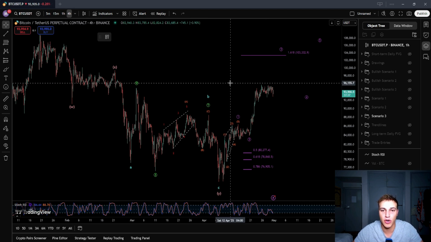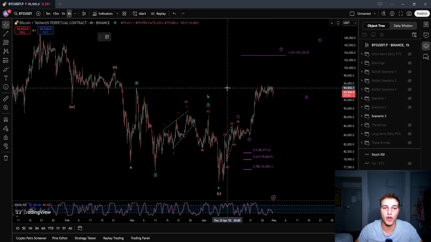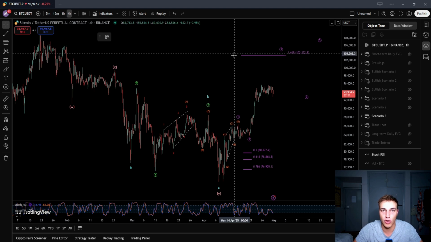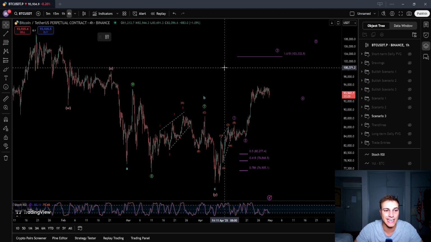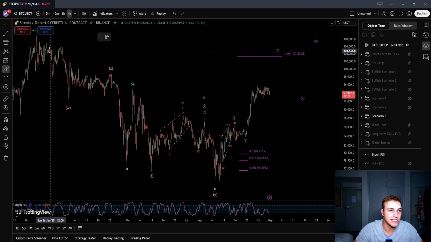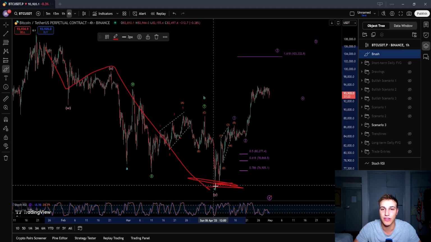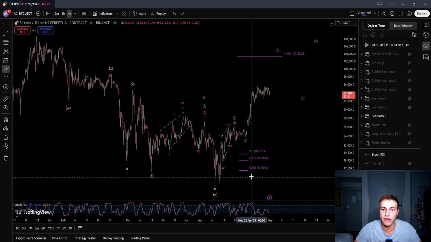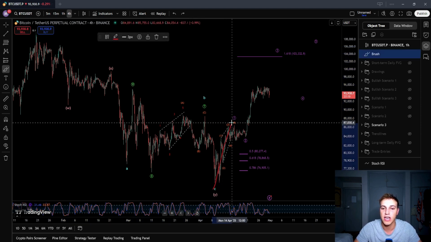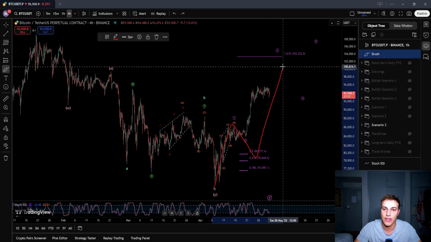Today we're going to be going over 3 scenarios on the chart that are likely to occur. So, starting on scenario 1, we are currently in a larger WXY correction and we have finished off this correction. Now we are looking for a 5-wave structure to the upside like this.